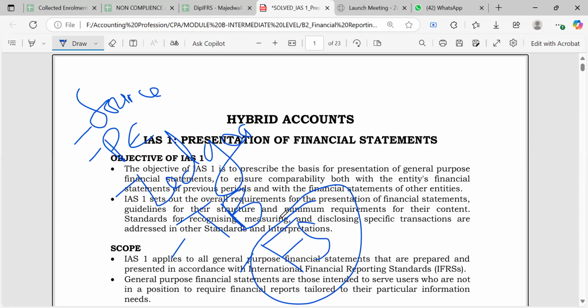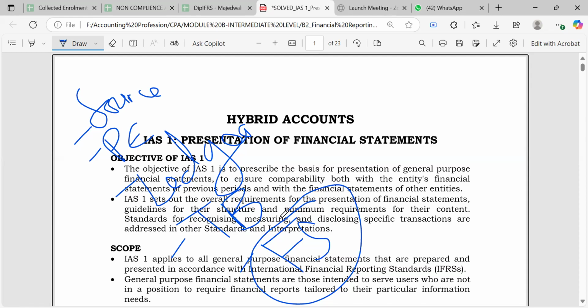Statement of financial position. Number 2, statement of profit or loss and other comprehensive income. Number 3 could have statement of changes in equity, right? Number 4, statement of cash flows, and lastly, notes to the financial statements with comparative periods. Yes.